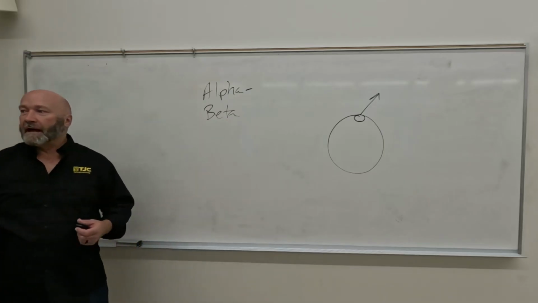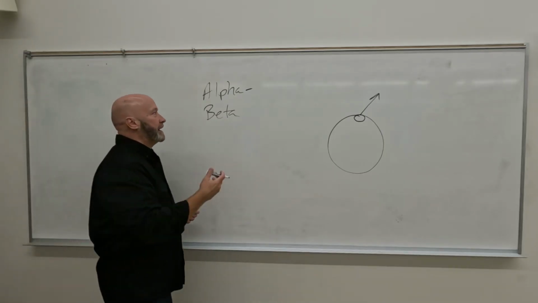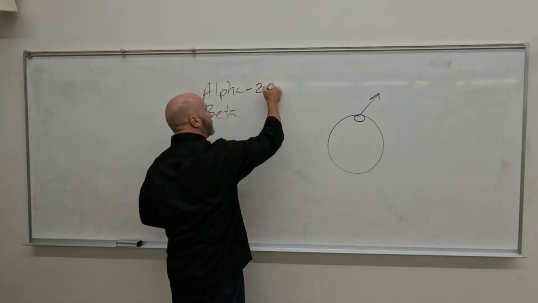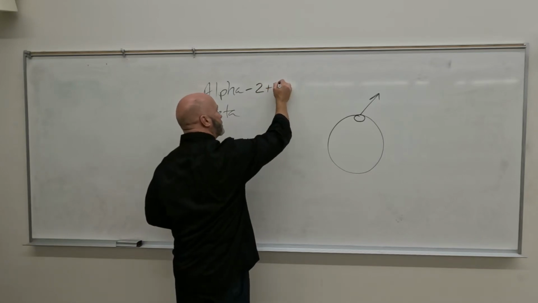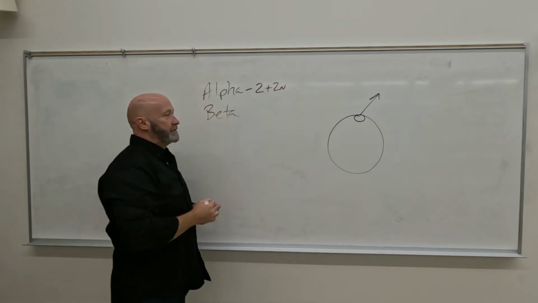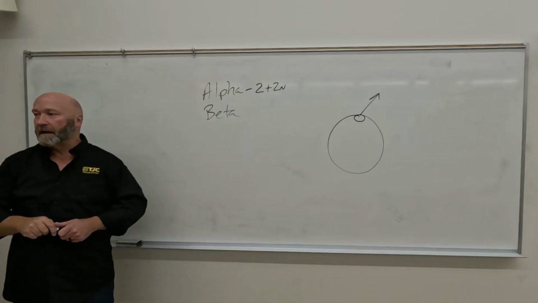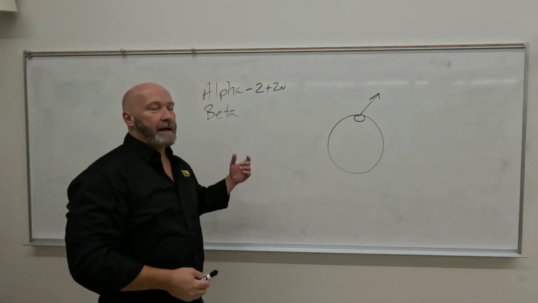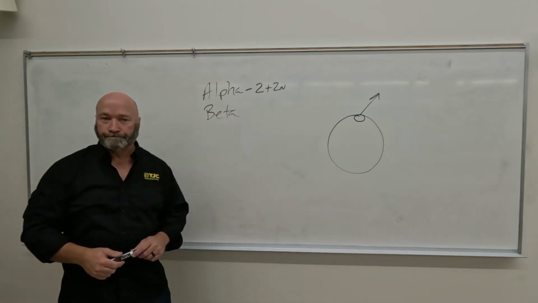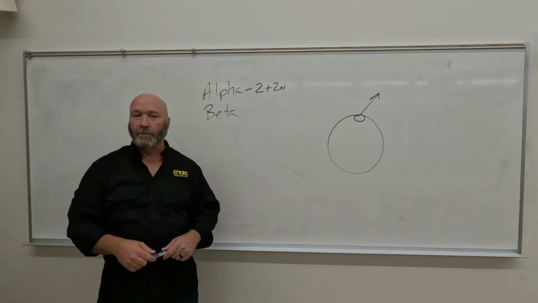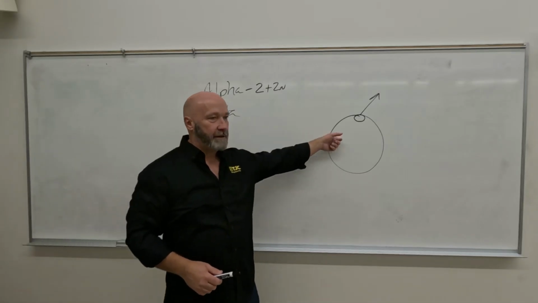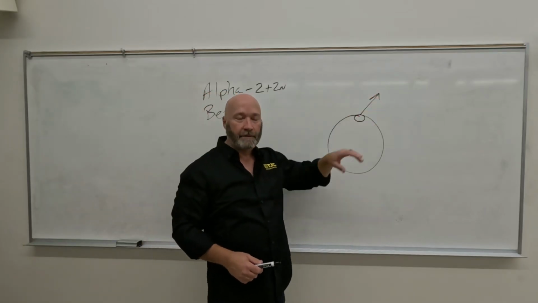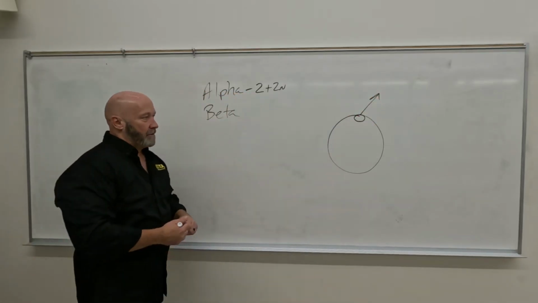So with alpha decay, 2 protons and 2 neutrons are ejected from the nucleus of the atom. What atom has 2 protons? Helium. So basically we're going to eject a helium nucleus from the nucleus of the atom.